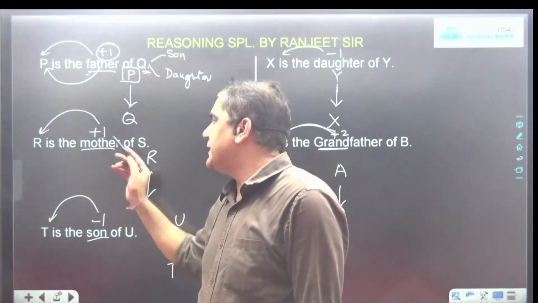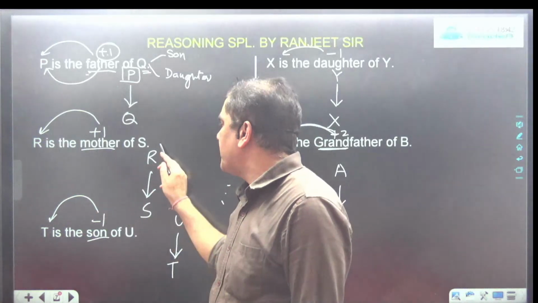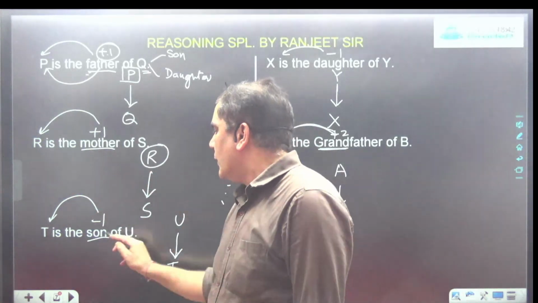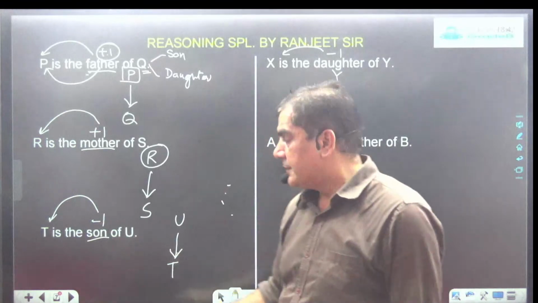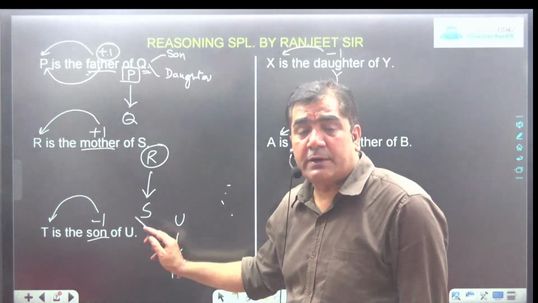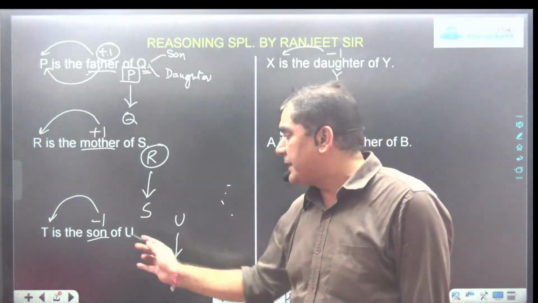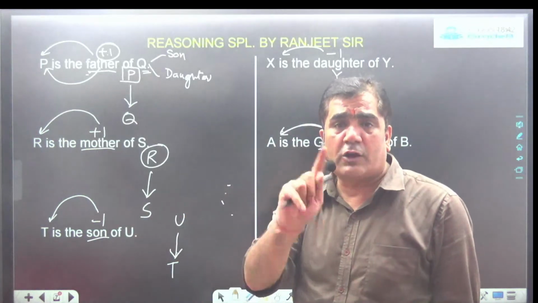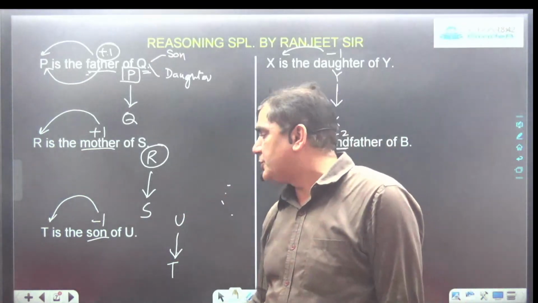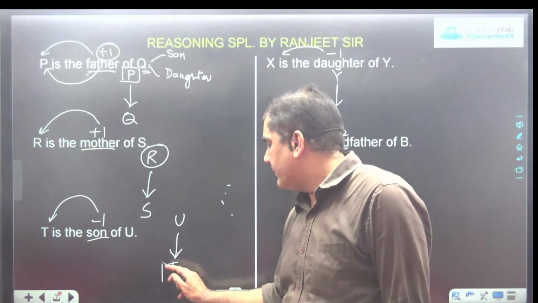See here, R is the mother. Who is the mother? R. Mother means female, so I should put a circle. Who is the son? Son will be T. You can be either father or mother. I am not sure. They have given T is the son, so you can be either father or mother. I am not sure. But yes, I am sure T will be son. Son means male.